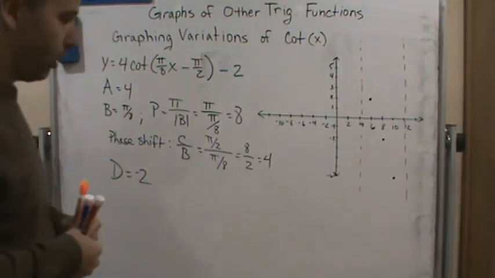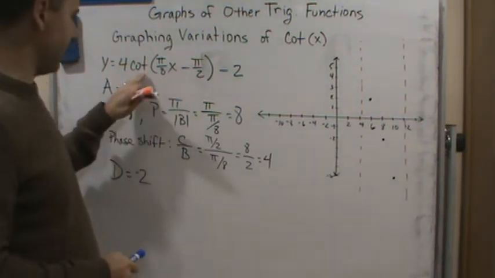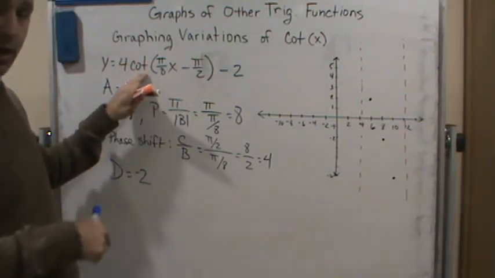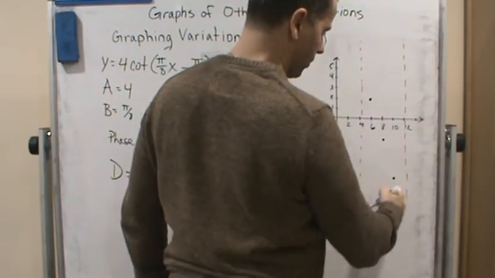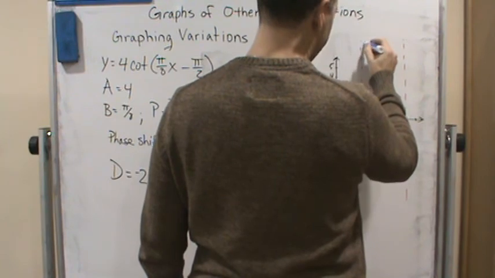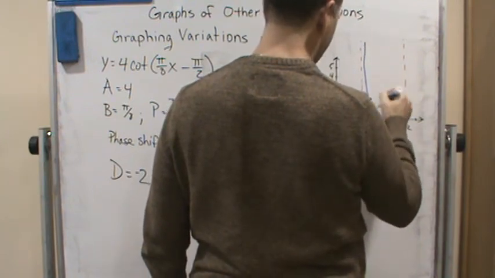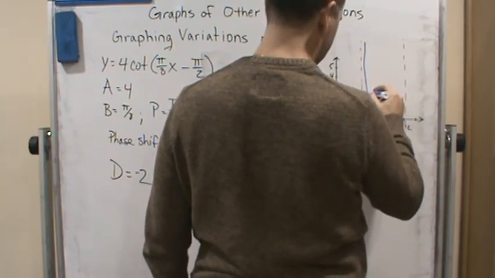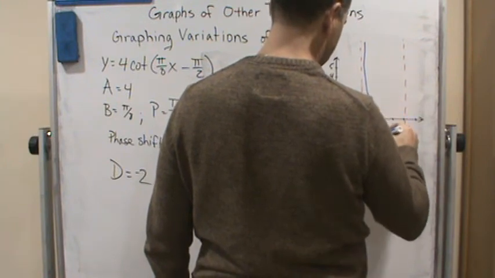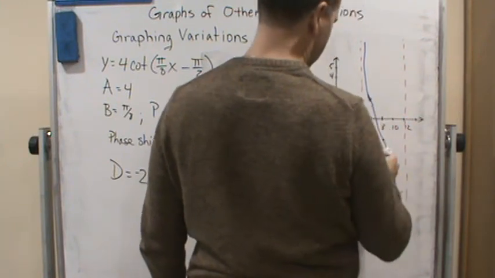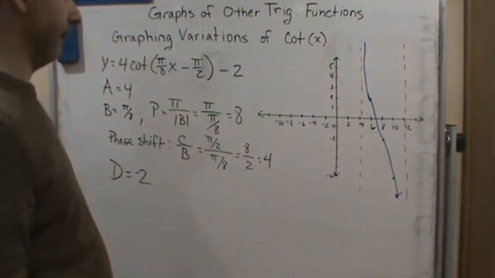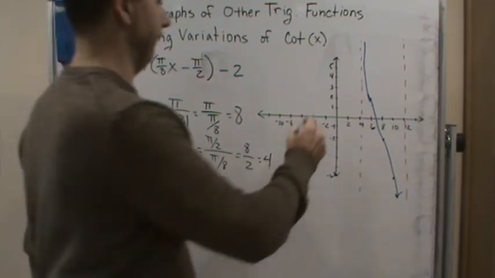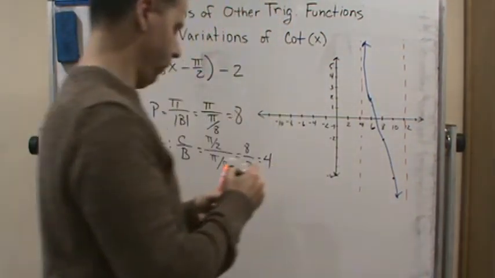And so now, using the fact that cotangent is the inverse of tangent, it's going to have a basic downward slope from left to right. So it's going to have something that looks like this, with a little curve in the middle. And that's it.